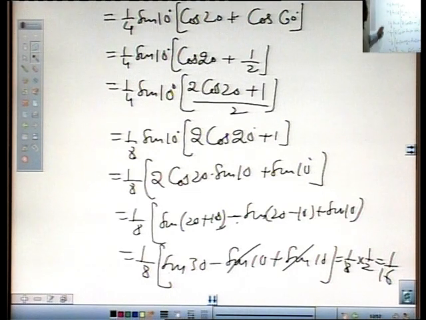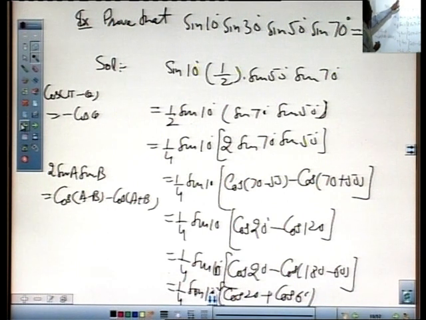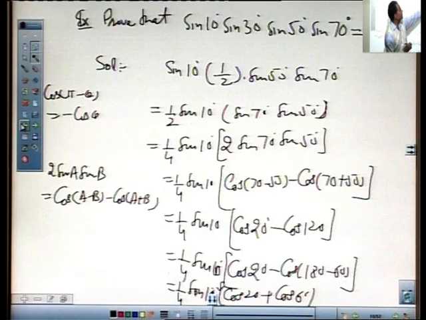Now this proves the result: sin 10 degree into sin 30 degree into sin 50 degree into sin 70 degree equals 1 over 16.